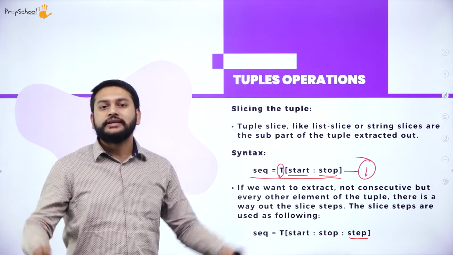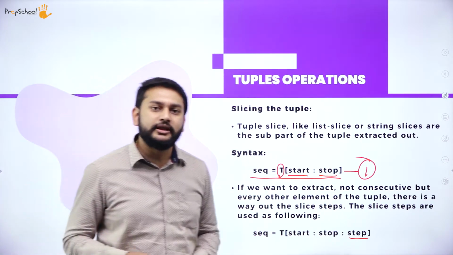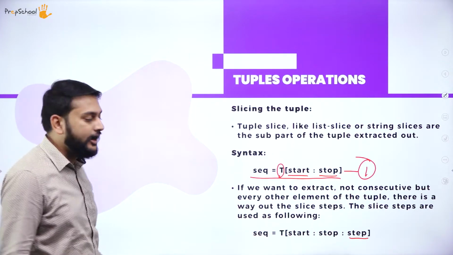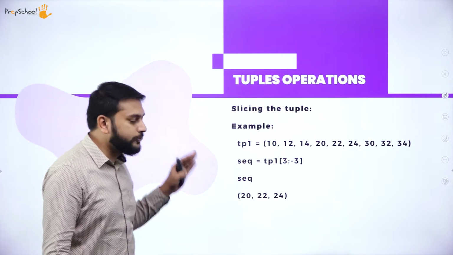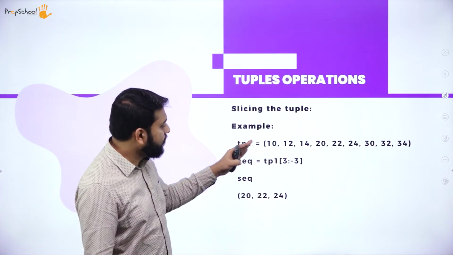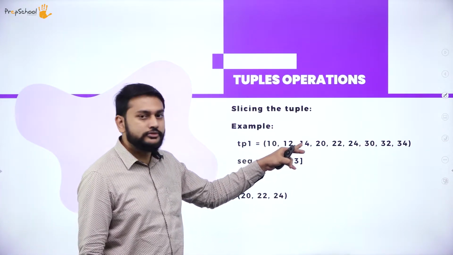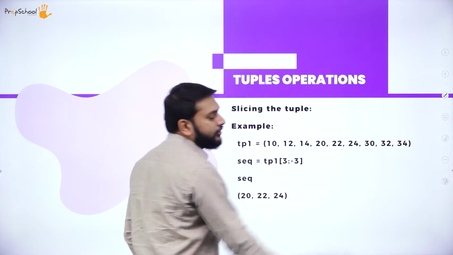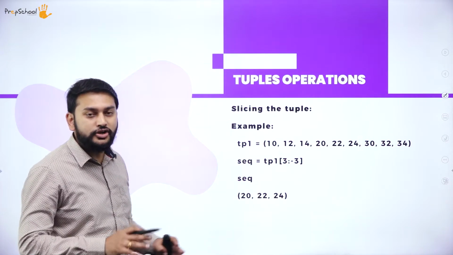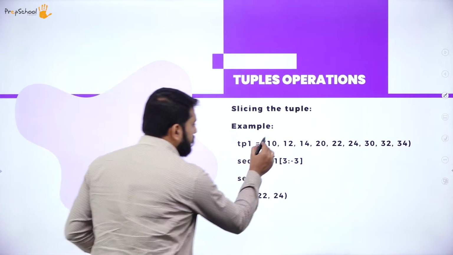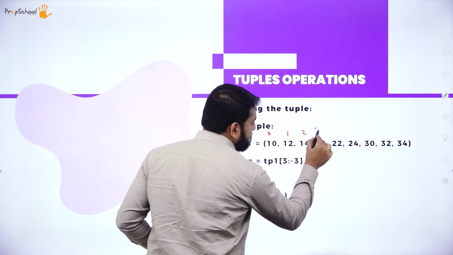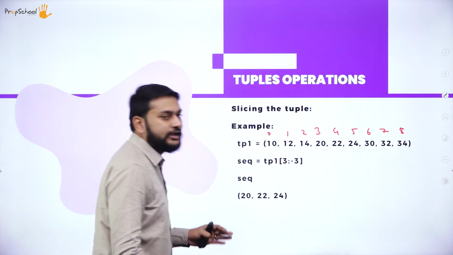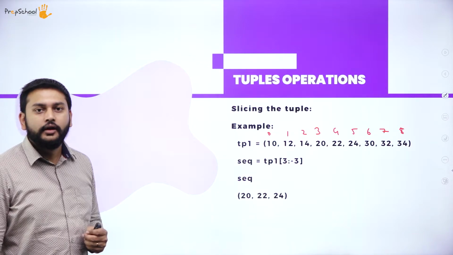So can you give us some example? Can you take some example and demonstrate this? Of course, yes. Please write down this syntax, right? So guys, look at the tuple that I have. I have TP1, 10, 12, 14, 20, 22, 24, 30, 32, 34. So let me just write you the index for all of you: 0, 1, 2, 3, 4, 5, 6, 7, 8. So this is the index that you can see here, right?